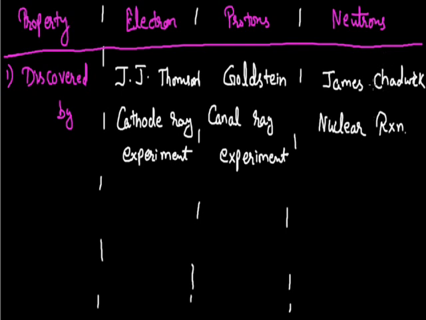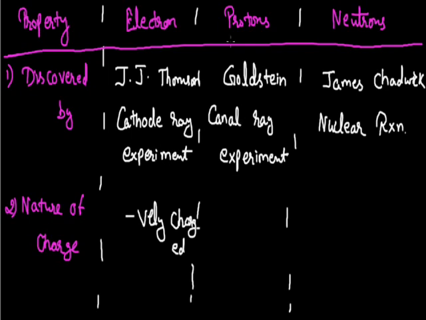So this was the name of discoverer with their experiment. Now, we will not go through these experiments in detail. With these experiments, we will be studying further. Now here, we will move to our second property, that is the nature of charge. Here, we are to see whether any of these is a charged particle or not, and if it is charged, what is the nature of charge on it? Out of these, electrons are negatively charged particles.